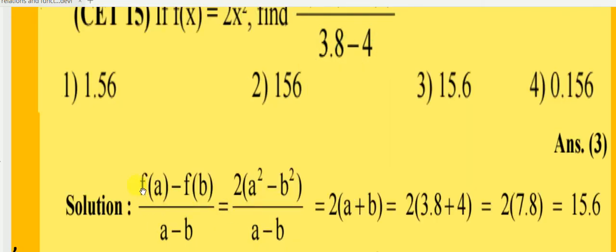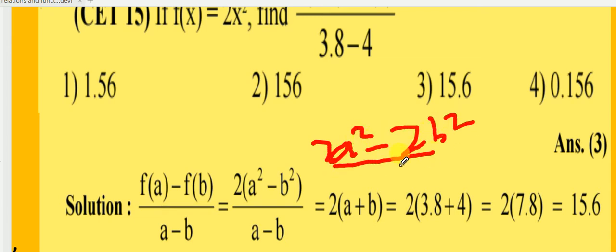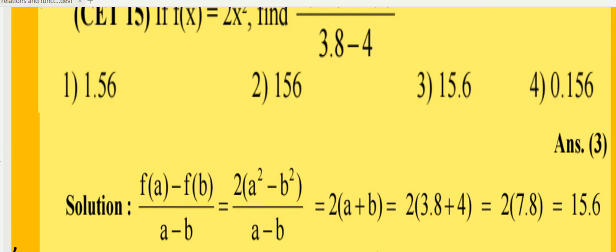So if you consider f of a minus f of b by a minus b, we have f of x is equal to 2x square here. F of x equals 2x square means f of a is 2a square, f of b is 2b square. So f of a minus f of b is 2a square minus 2b square in the numerator. When you take 2 common, you get 2 into a square minus b square by a minus b. This a square minus b square can be written as a minus b into a plus b. So then a minus b will be eliminated and we are left with 2 into a plus b.